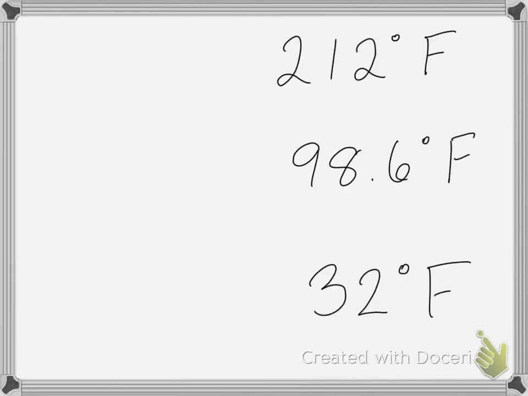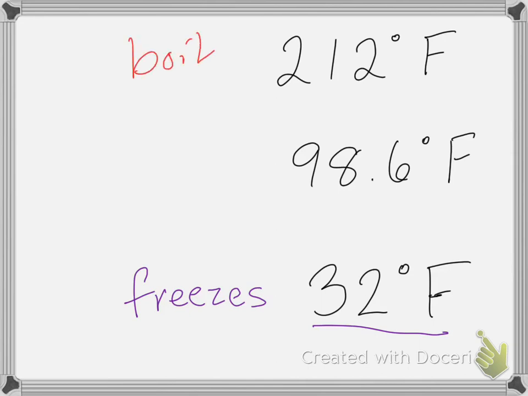Now, there are some important temperatures that we need to know. The first one is 32 degrees Fahrenheit. 32 degrees Fahrenheit is when water freezes. Okay. When water freezes, it changes from a liquid into a solid like ice cubes in the freezer. Now, water boils at 212 degrees Fahrenheit. When water boils, it changes from a liquid into a gas. That's the steam you see above a pan of boiling water.